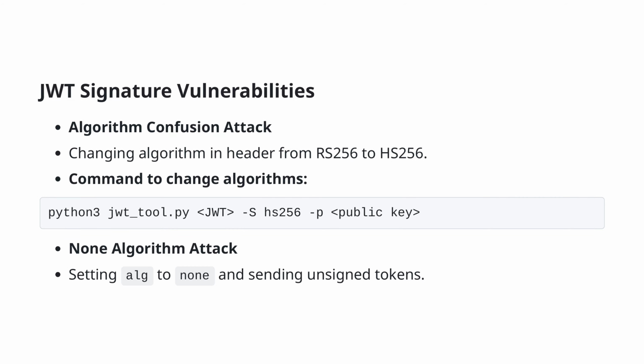Now that we understand the fundamental components of a JWT, let's explore potential vulnerabilities with the JWT signature. One key concern is the algorithm confusion attack, where an attacker changes the algorithm in the header from RS256 to HS256. This can be executed using a command such as python3 jwt_tool.py with the HS256 option and the public key. Another critical vulnerability is the none algorithm attack, where the algorithm is set to none, essentially allowing an unsigned token to be accepted. Both these vulnerabilities highlight the importance of implementing strong validation checks for the algorithms used in your JWTs to ensure security.